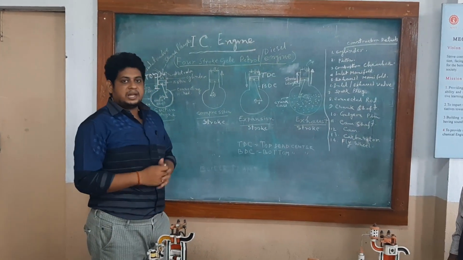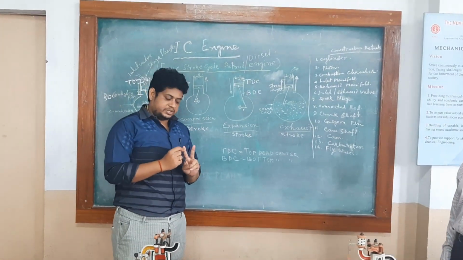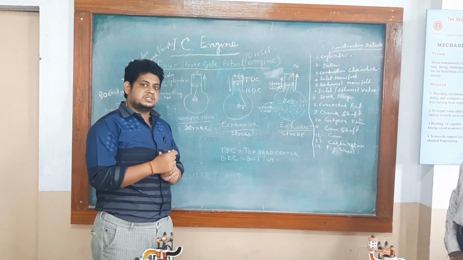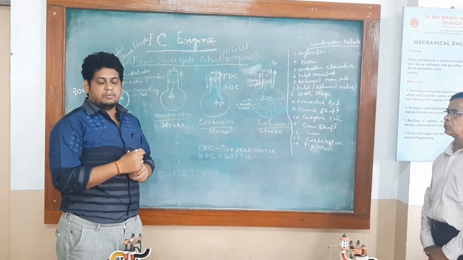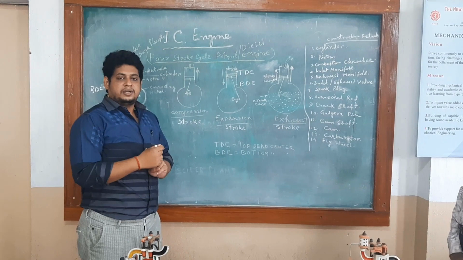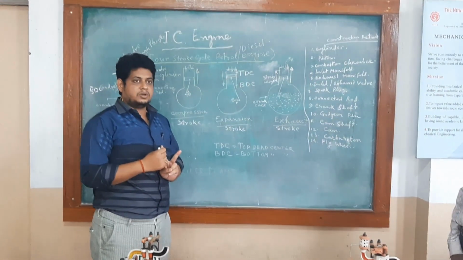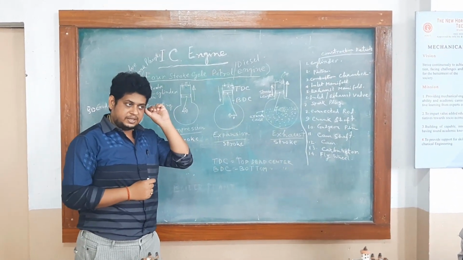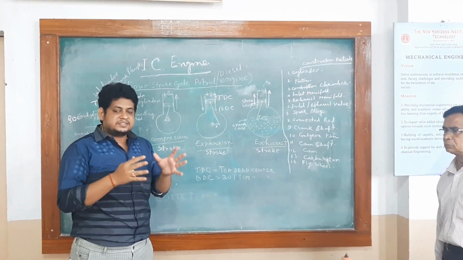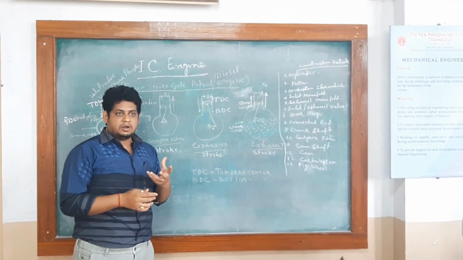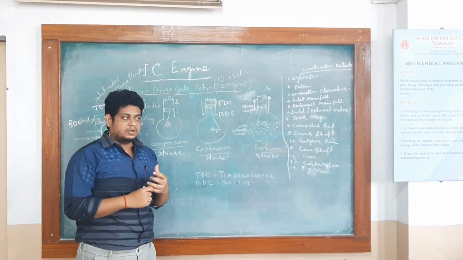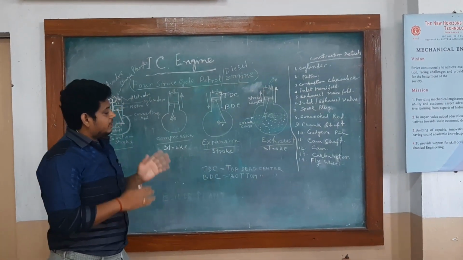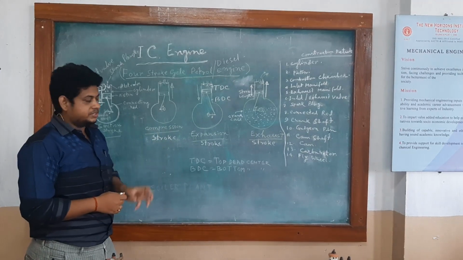Now engines are broadly classified into two: number one, IC engine, and number two, EC engine. IC engine means internal combustion engine and EC engine means external combustion engine. External combustion engines include turbines and steam engines. But IC engines are mainly petrol engines and diesel engines, where combustion happens inside the cylinder, and the product of the combustion is directly involved in producing the power.